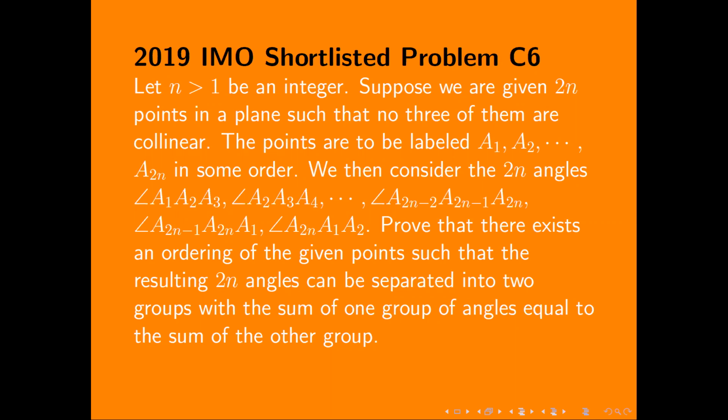Let n be a positive integer. Suppose we are given 2n points in a plane such that no three of them are collinear. The points are to be labeled A1, A2, up to A2n in some order. We can then connect them one by one in the order to form 2n angles. We need to prove that there exists an ordering of the given points such that the resulting 2n angles can be separated into two groups, with the sum of one group of angles equal to the sum of the other group.